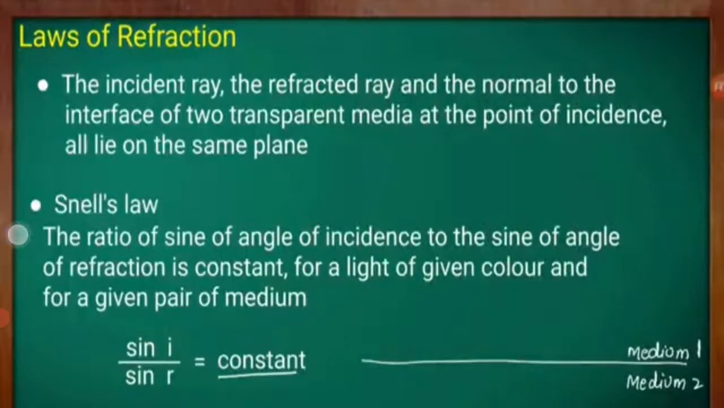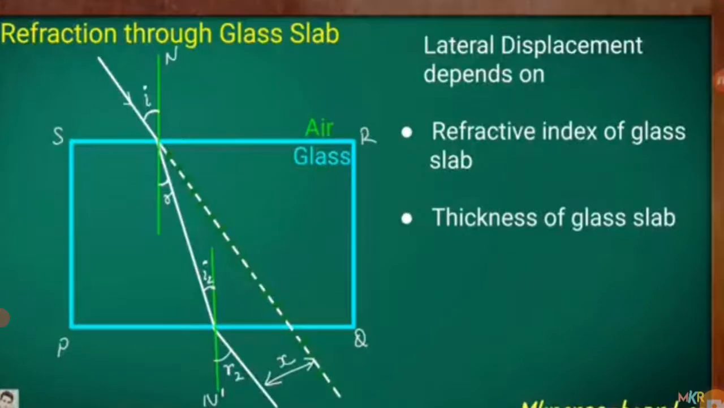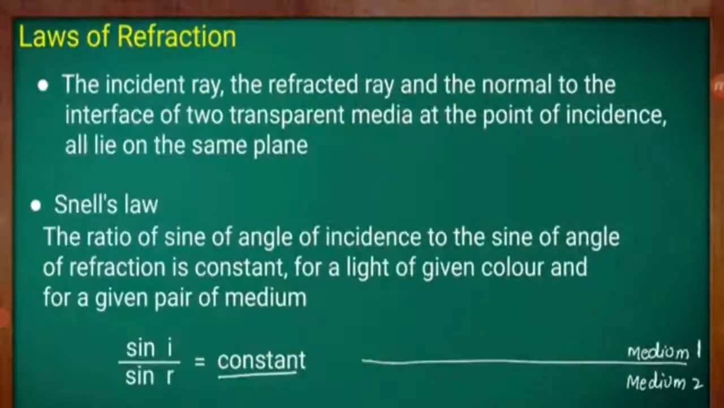As you have observed in the previous example, the angle of incidence and the angle of refraction are not equal, even when we travel from air to glass or from glass to air. So you would have observed that the angle of incidence is not equal to the angle of refraction. Then what might be the reason? Here are the laws of refraction.